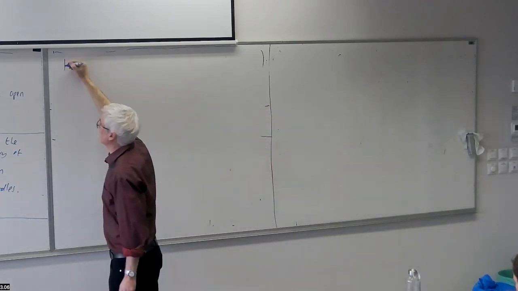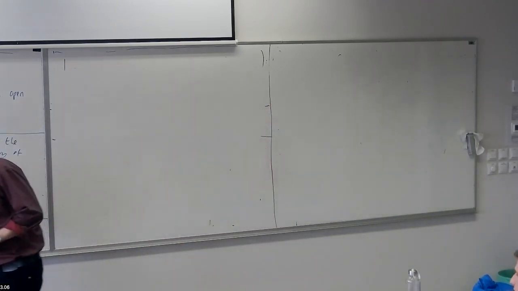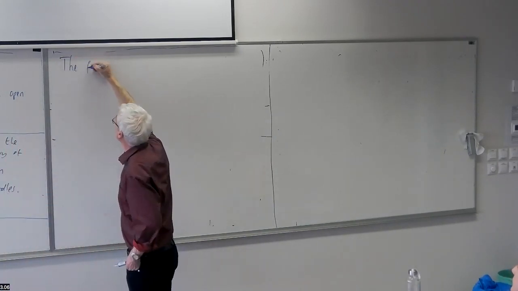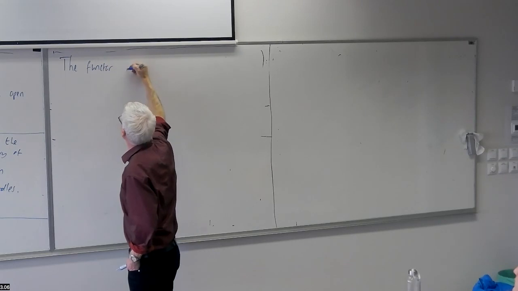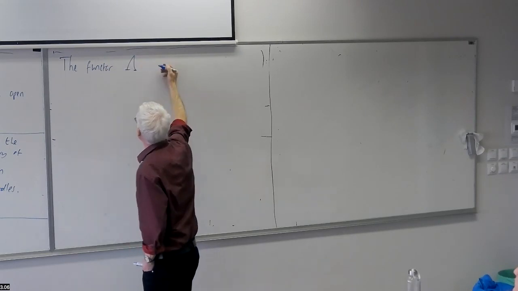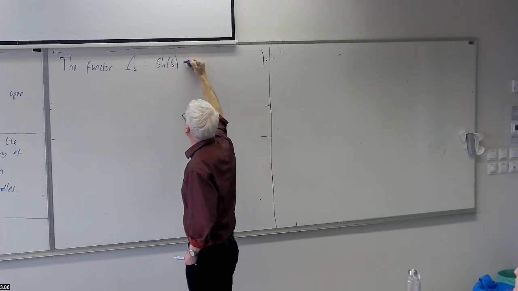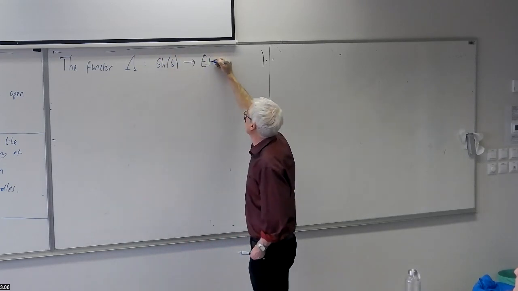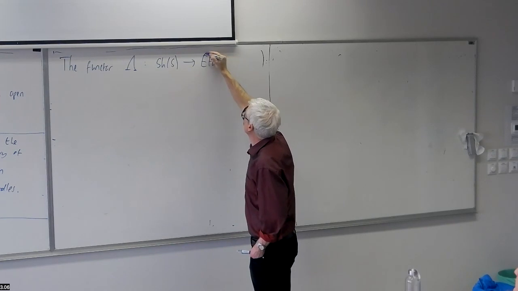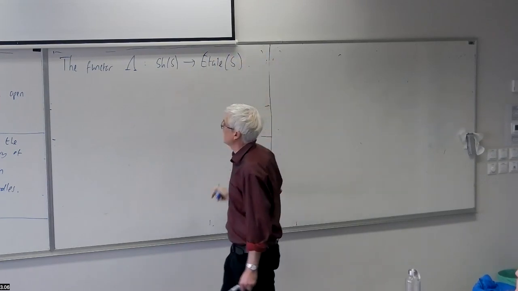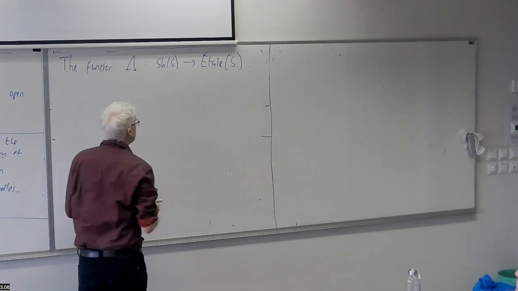So we're going to define the functor lambda, capital lambda, from sheaves on S to étale bundles, étale maps into S.